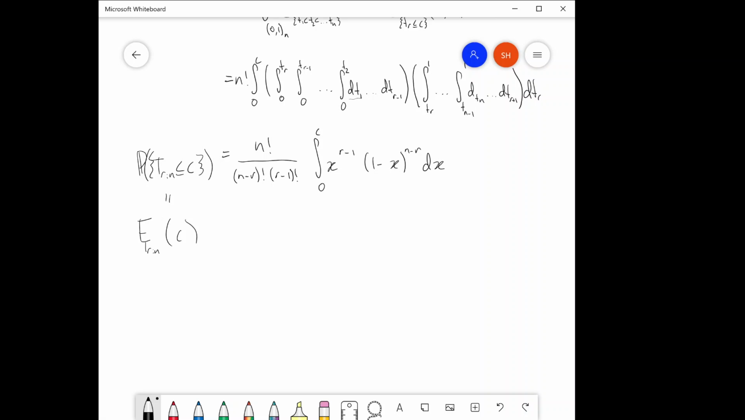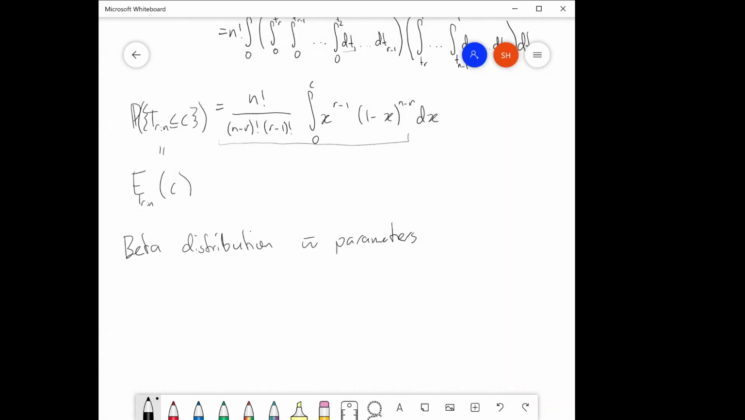So this distribution here is called the beta distribution, with parameters. Now this bit gets a little messy because we want to compare it to the beta function. So we say that it has parameters r and n minus r plus 1, and we write this as Beta(r, n minus r plus 1).